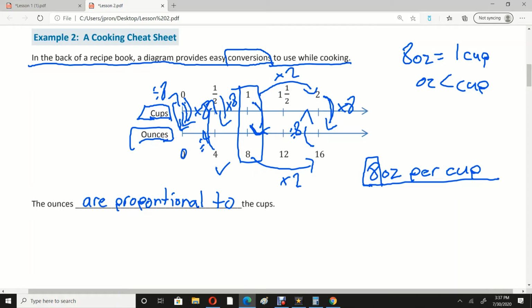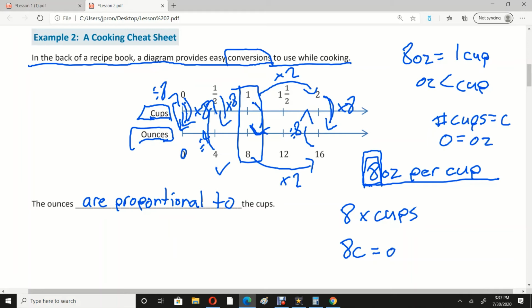All right, so once again, what we can do with this information now that we know there are 8 ounces per cup is create a formula that relates ounces to cups and cups to ounces. So first, if we want to convert from cups to ounces, we know that there's 8 ounces per cup, so we would multiply 8 times the number of cups. Let's change that to a variable. Let's make the number of cups equal C, and let's call O for ounces, just to make it a little bit simple. So 8 times the number of cups gets us the number of ounces, right?